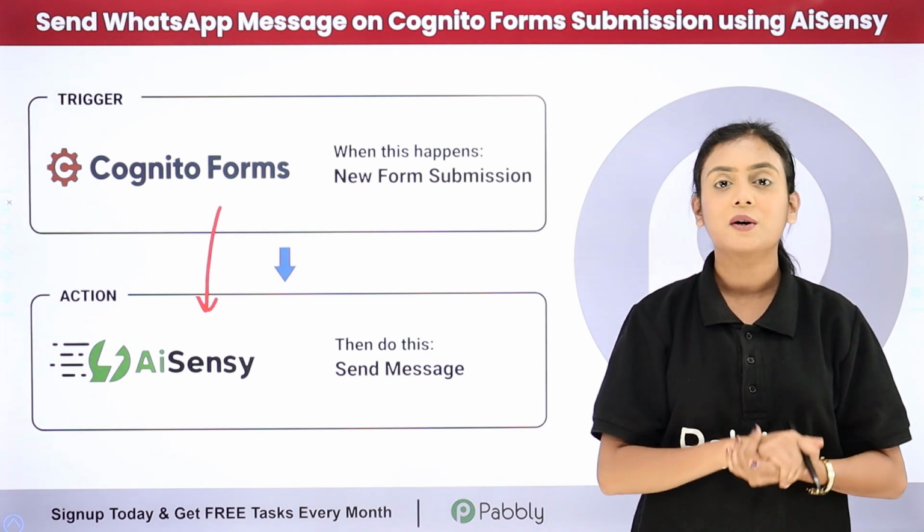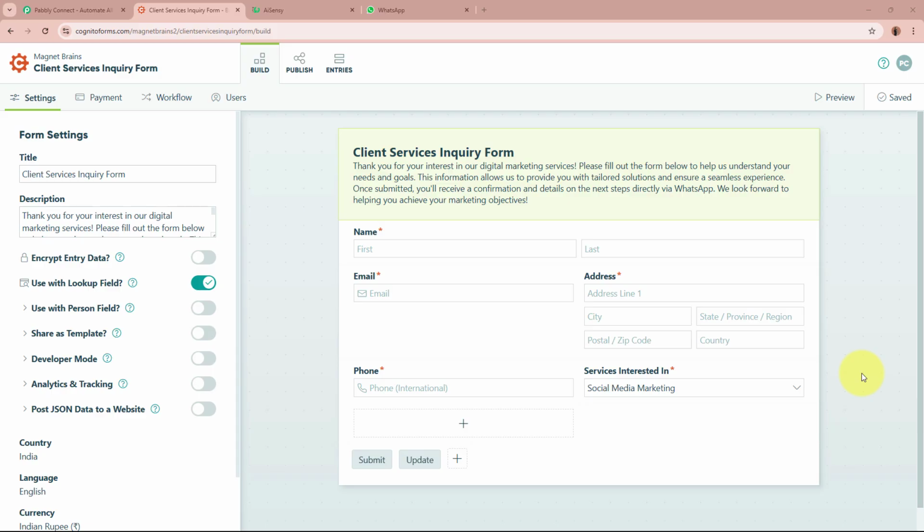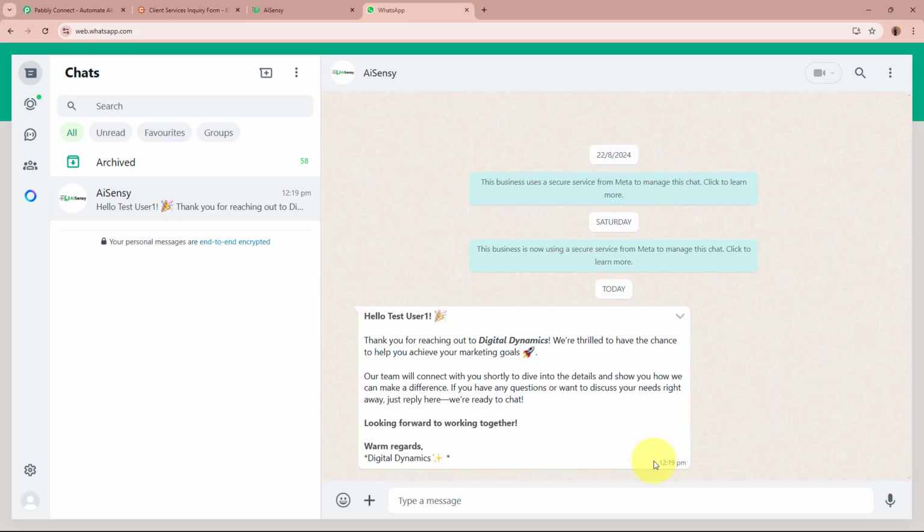So if you also want to learn about this amazing automation step by step, then let me take you all to my screen. In this video, we're going to learn how to send WhatsApp message on Cognito form submissions using AiSensy. So as an owner of a digital marketing agency, I use Cognito forms to collect essential information from my clients. Here what I want is that as soon as a form submission is done by the clients with the help of Cognito form, I want to send that client a thank you message on their WhatsApp for showing interest in my digital marketing agency.